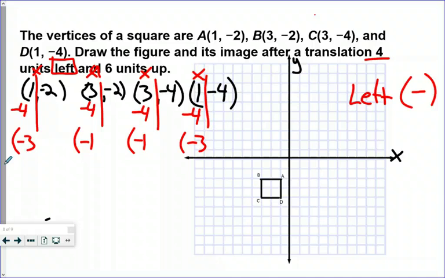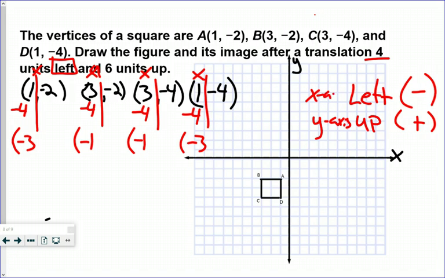The last one that we have to do is translate it 6 units up. Now up means positive, and this would be on the y-axis. Remember, this was x-axis for the other one. Okay, so that means that for all our y-axis, we are going to add 6. Add 6, add 6, and add 6. And then we go through the steps in solving those, and that's going to give us our new coordinates.